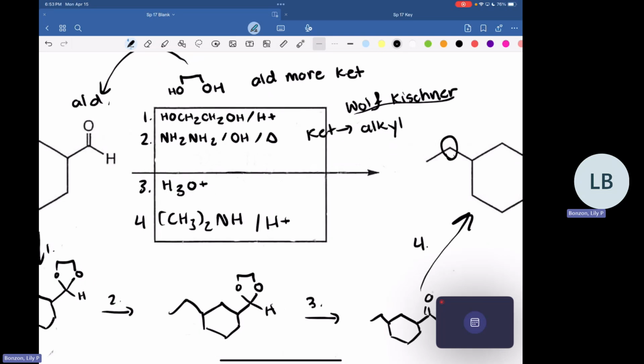So here we have the Wolff-Kishner reaction, and then the next step is the H3O+. For the LiAlH4 and the H3O+, they're together, and you have to put them together. That's just what the reagent does. So in that case, you would be kind of screwed.